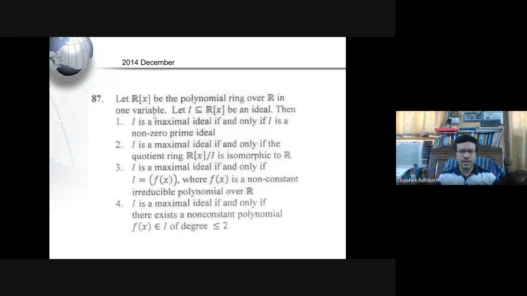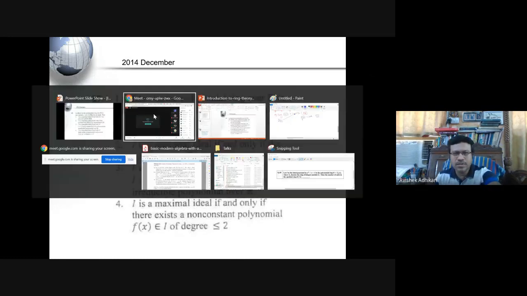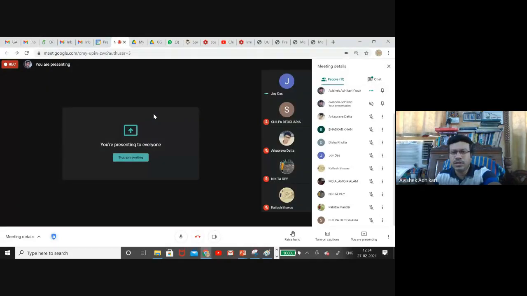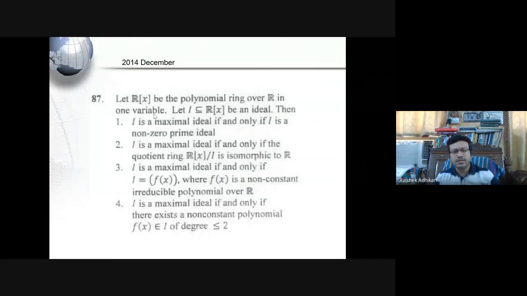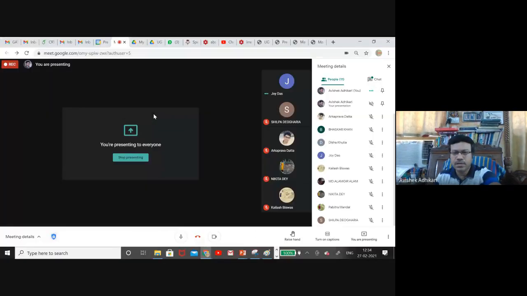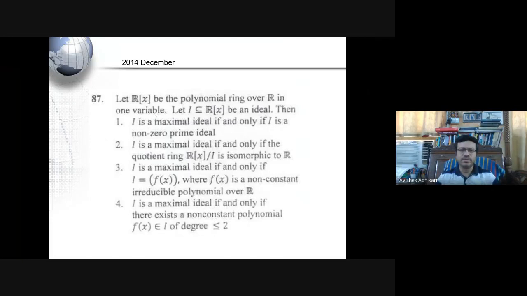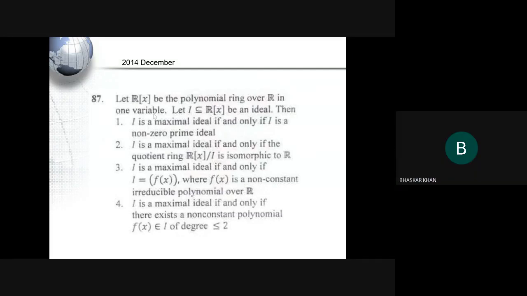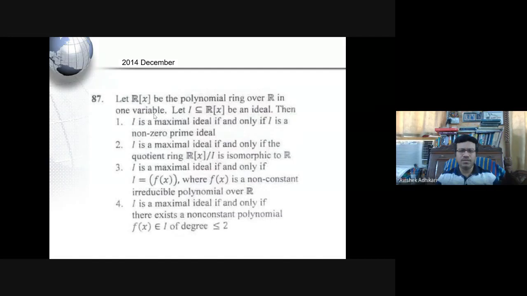Okay, so the second one, who will answer? Bhaskar. So I is a maximal ideal if and only if the quotient ring R[x] quotient I is isomorphic to R. Sir, the answer will be true.